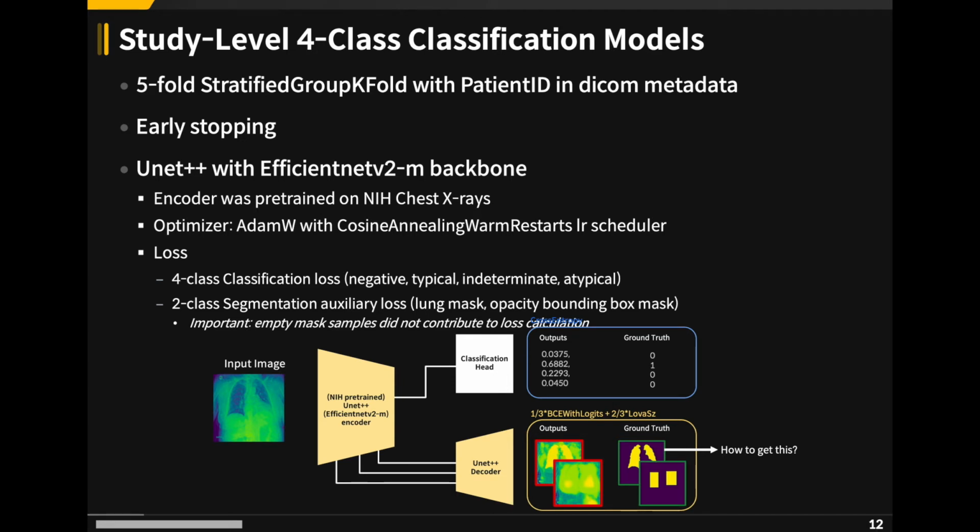Firstly, to train EfficientNet version 2, we use a UNet++ segmentation head. The segmentation head outputs 2 classes, opacity bounding box mask and lung mask. Opacity bounding box masks are obtained from image level labels, but there are no lung mask annotations, so we designed a heuristic to obtain lung masks.